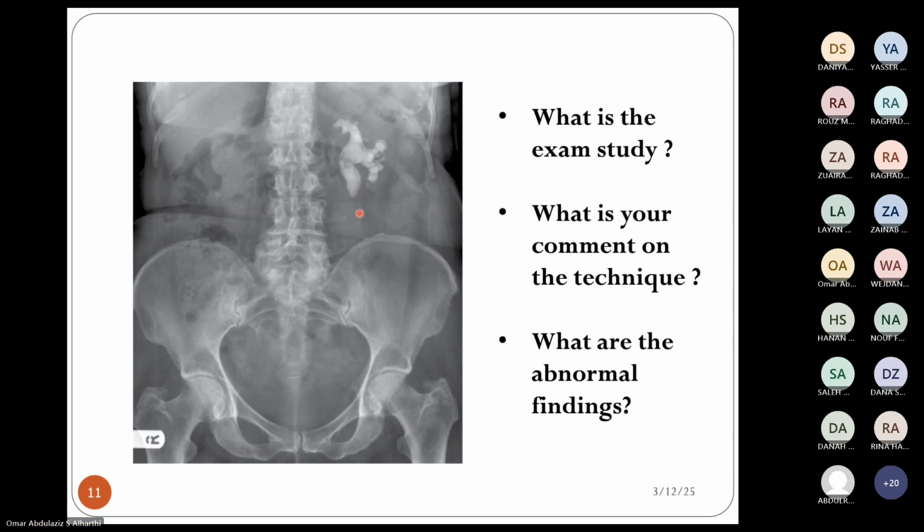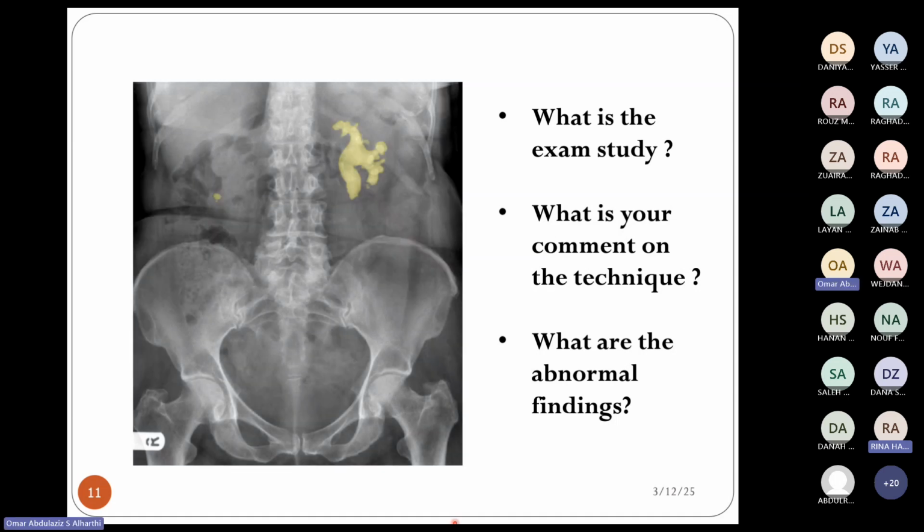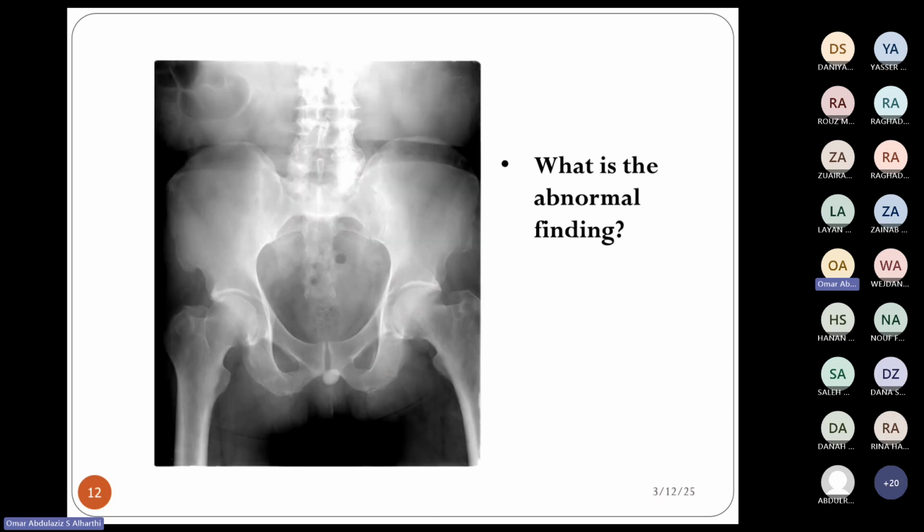What else? Is that it? A stone on the right side. Yes, there is a stone on the right side. Make sure that you check both sides. Make sure you check every structure in the image for pathology. Don't be distracted by the main finding. All right, excellent. Next one.